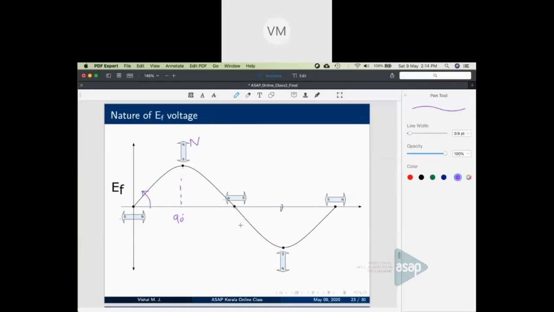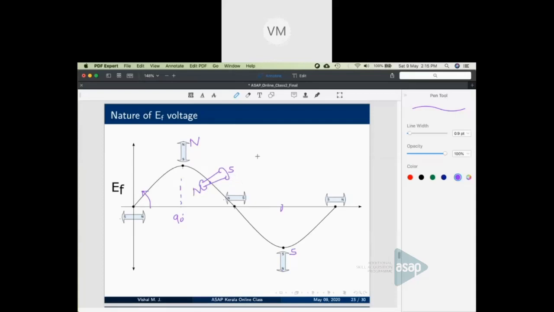Again, they are not the same. The poles are vertical, but the south pole is now upward and north pole is downward. Here, north pole was upward and it comes back here. So if I know the position, I will be able to tell what will be the angle. Thus, if you know the rotor position, then you can predict the value of EF. That is the logic we are going to use.